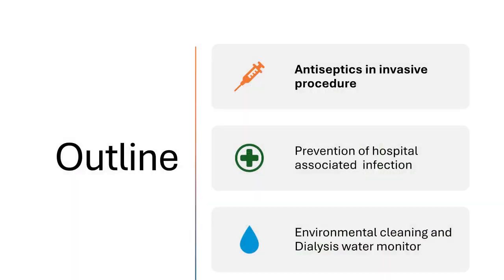So here is the outline for today's session. We will focus on three main parts. First, antiseptics in invasive procedures, especially temporary hemodialysis catheter insertion. Second, prevention of hospital-associated infections, including catheter-related bloodstream infections. And third, environmental cleaning and dialysis water monitoring, which is a key part of infection control in any HD unit. These three areas together cover the essential points for maintaining safety in hemodialysis care. Next, let's start with the first topic: antiseptics used during invasive procedures.